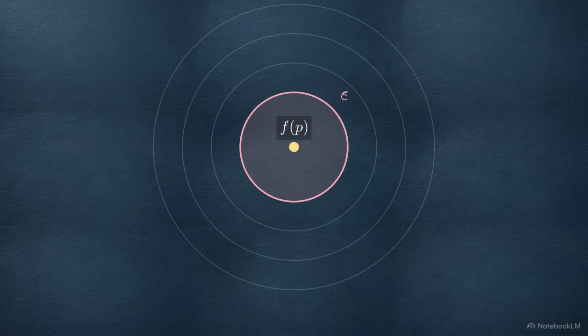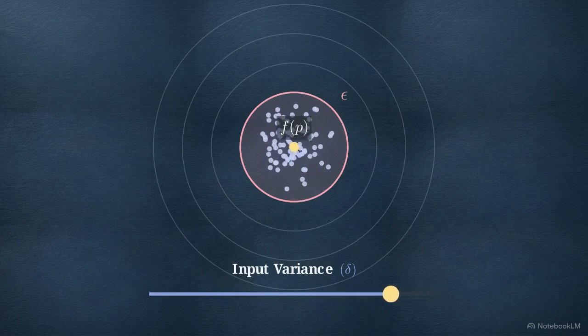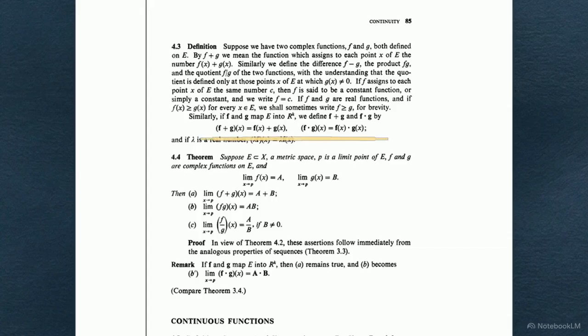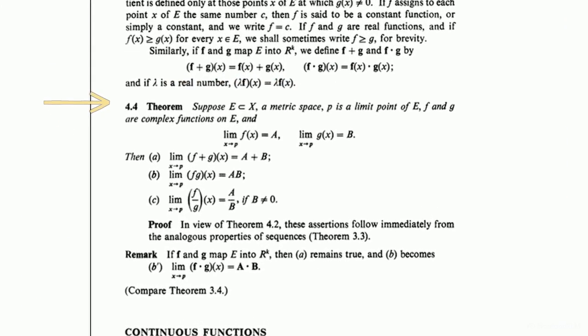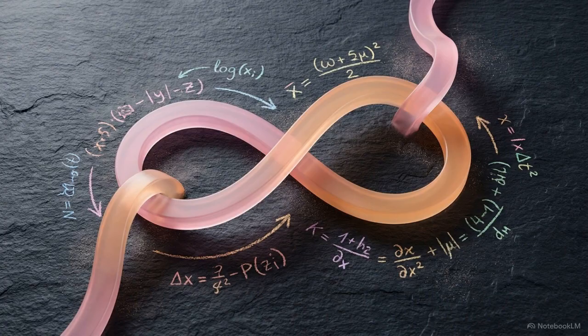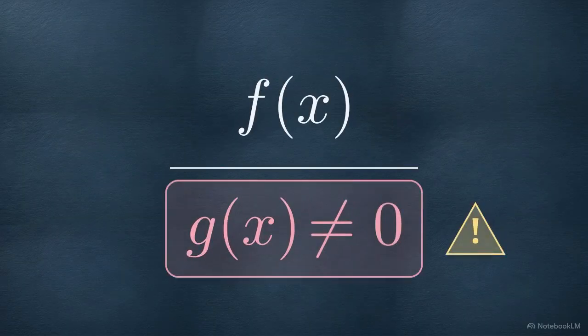Local proximity in a starting space guarantees local predictability in the destination space. Small changes in input guarantee tightly bounded changes in output. Once we establish continuity for individual functions, we can combine them. Theorems 4.4 and 4.9 show that we can add, multiply, and divide complex continuous functions, and the resulting combinations remain continuous. Because standard limits perfectly respect basic algebra, adding or multiplying smooth behaviors together cannot spontaneously create a mathematical jump. As long as we avoid dividing by zero, the outputs stay predictable.